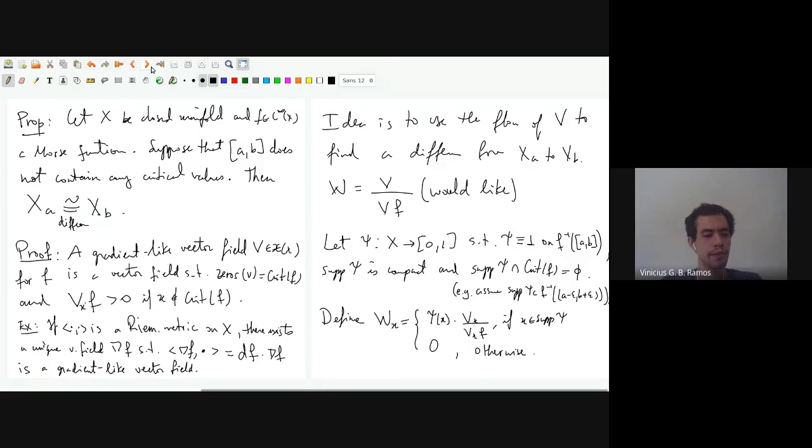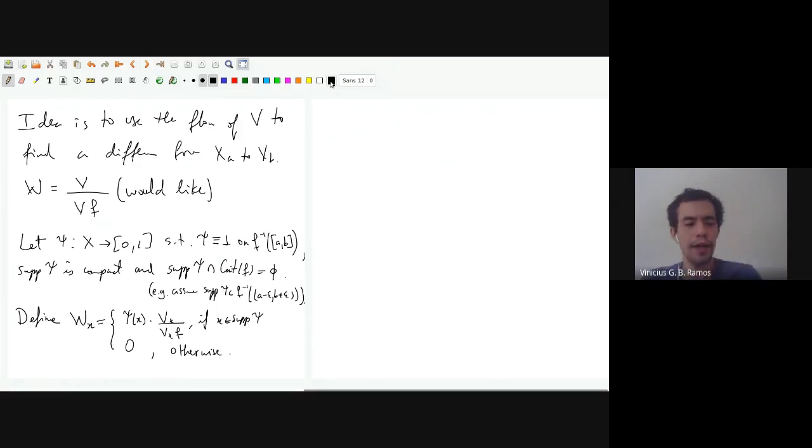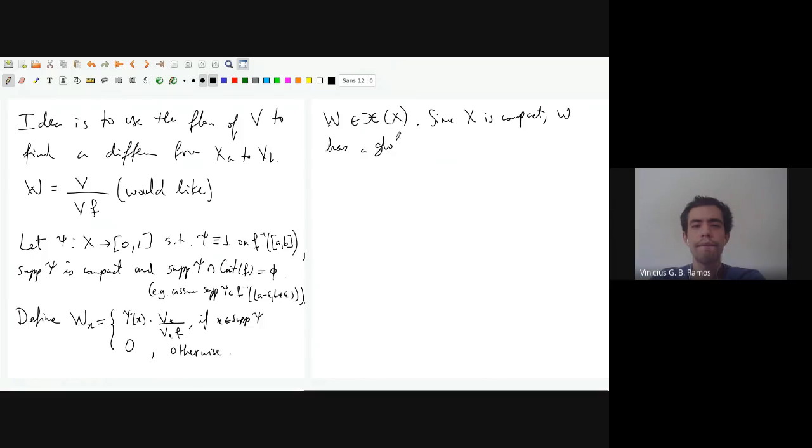Okay, so this W is now a vector field on all of X. And since X is compact, W has a global flow, phi t, for all t.